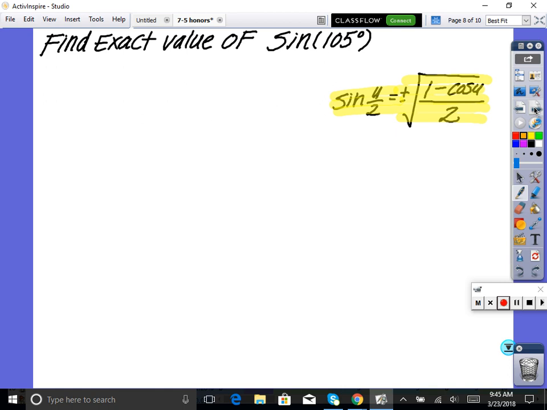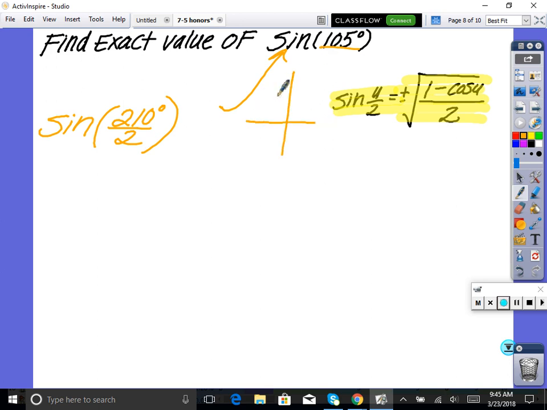So 105 is half of what angle? It's on the unit circle. 210. Does everybody see? So this is equivalent to, we could think of this as sine of 210 degrees divided by 2. Those are equivalent statements. Now 105, we're going to go with the original, because we're finding the answer of the original. We're finding the sine of that. So which quadrant is that in? 2. So over here, cosine is negative, sine is positive, right? Okay, so just remember that.